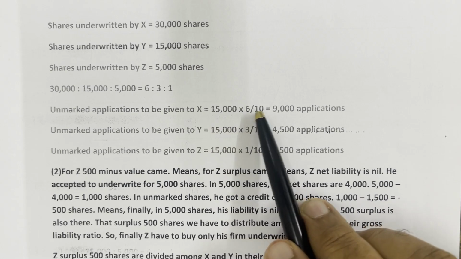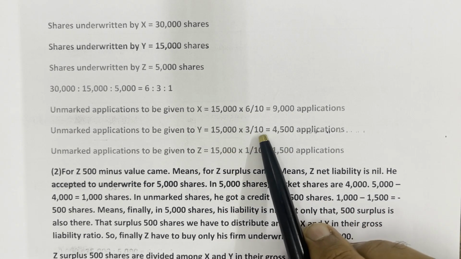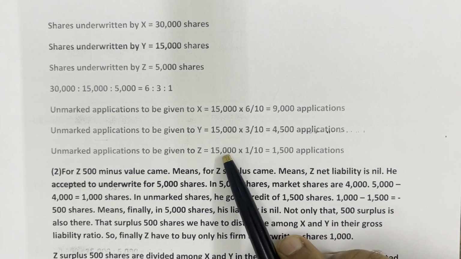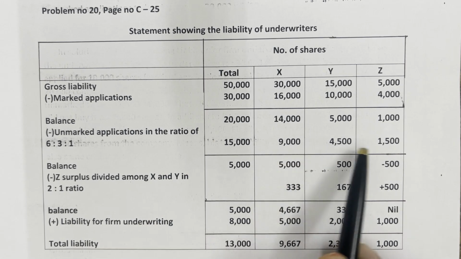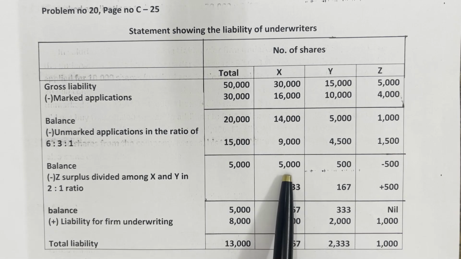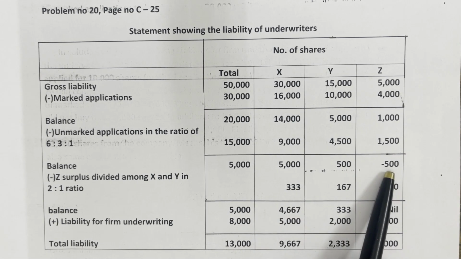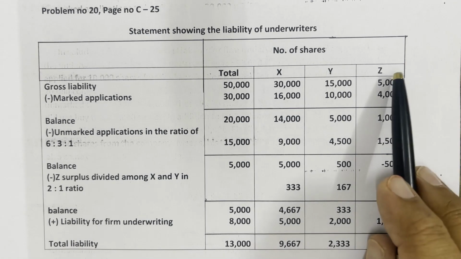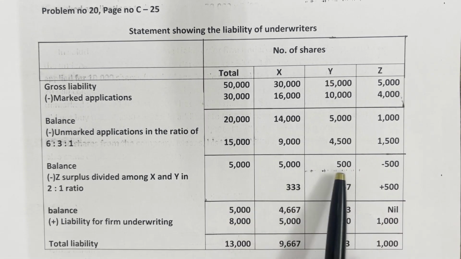So 15,000 into 6 by 10 is 9,000 applications. 15,000 into 3 by 10 is 4,500. 15,000 into 1 by 10 is 1,500. Those three numbers we have to write here. Then from the balance, if you subtract the unmarked applications, the remaining values are 5,500 and minus 500. What is the meaning of this? For Z, there is a surplus. For X and Y, there is a deficiency.